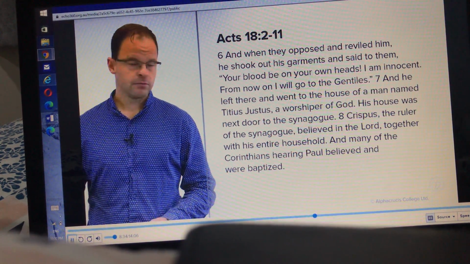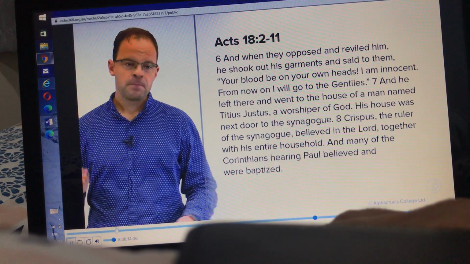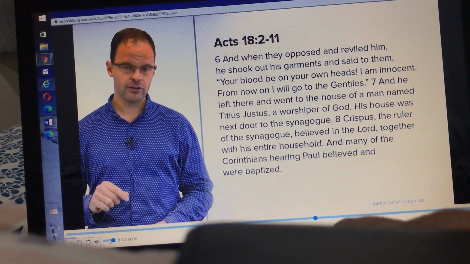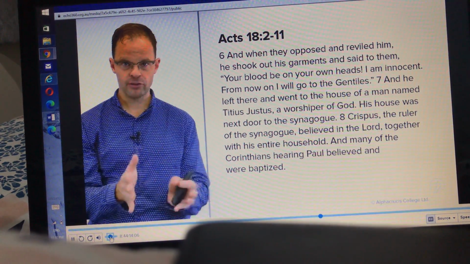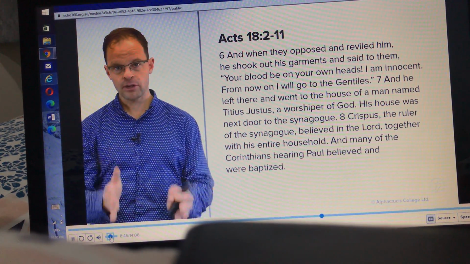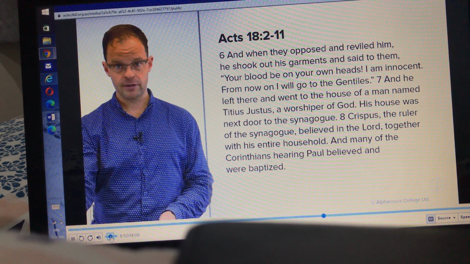Paul doesn't have any qualms about that rule. Paul just doesn't care about that stuff. He's kicked out of the synagogue. He literally goes to the house of the person next door, right? So you imagine this, right? You've left your church and you go, I'm going to go and start a church in that house right there. Anyone want to join me next Sunday?